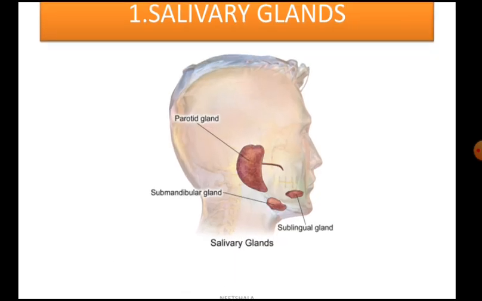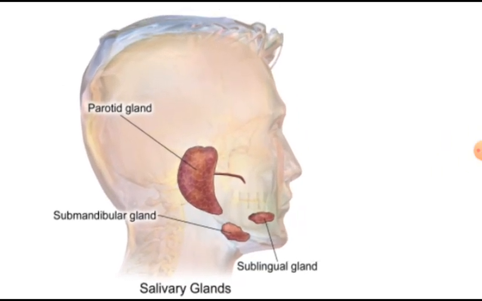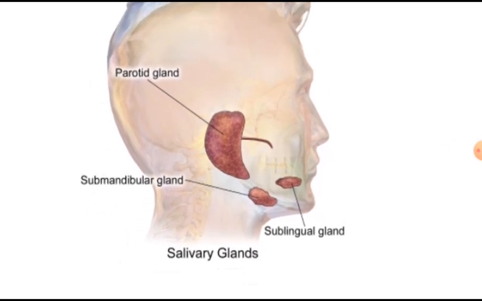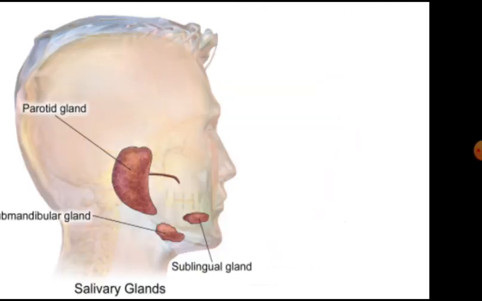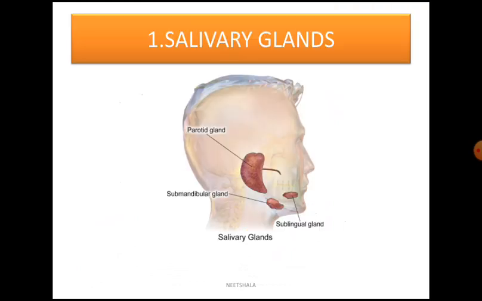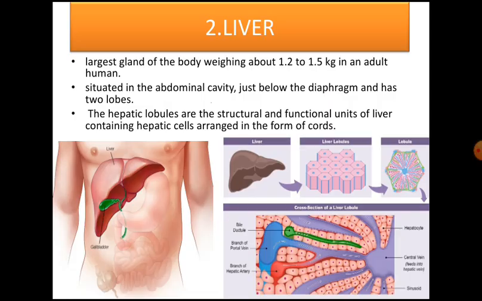So this was the diagram. Here you can see parotid gland, which is present in the cheek region. Second, submandibular gland, which is present below the lower jaw, and the sublingual gland, which is present below the tongue. Once we understand the structure of the salivary gland, let us now move forward to the second gland, which is known as the liver.